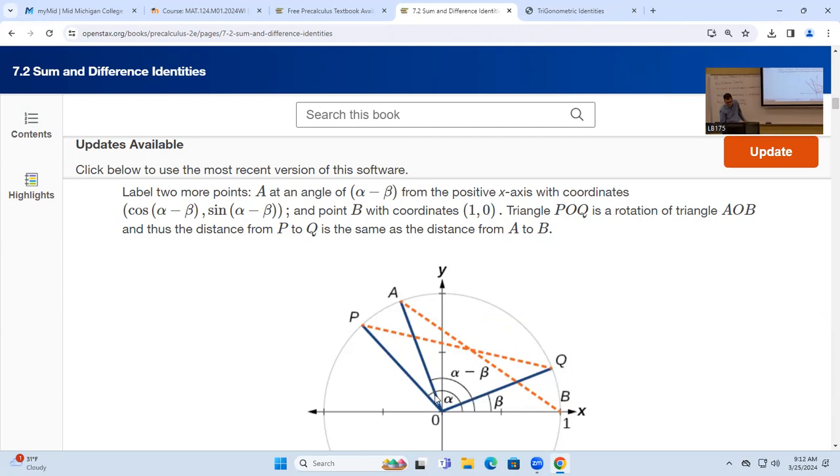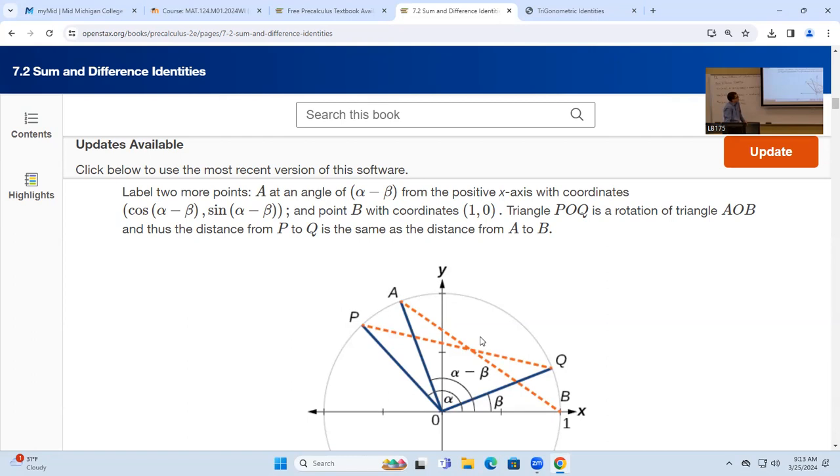And then the alpha goes from 1-0 all the way to P. And it turns out if you really get into that picture, the coordinates at A are cosine of alpha minus beta, comma sine alpha minus beta.